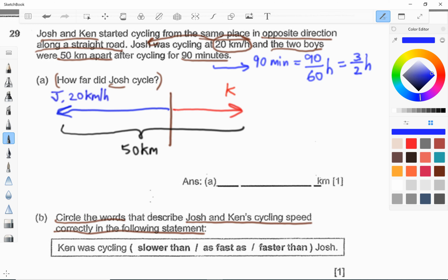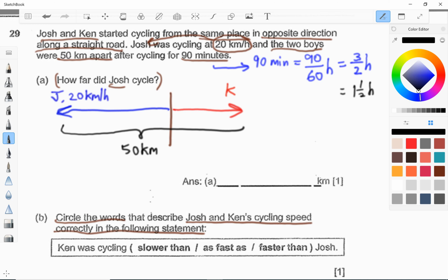I can also choose to use 1.5 hours, but because I know that I'll be using some form of cancellation later, I will stick to 3 out of 2 of an hour. But if you would like to know, 3 out of 2 of an hour is actually 1.5 hours.